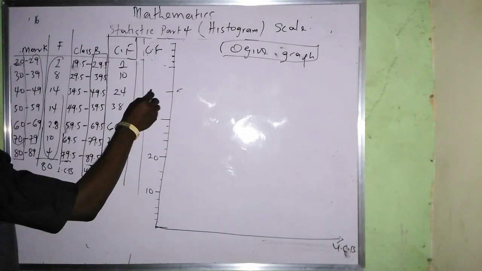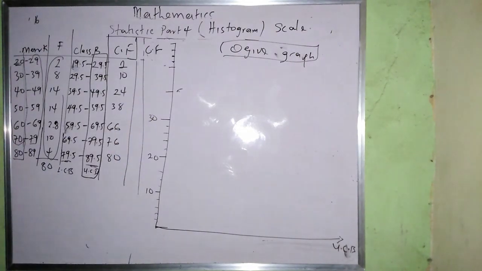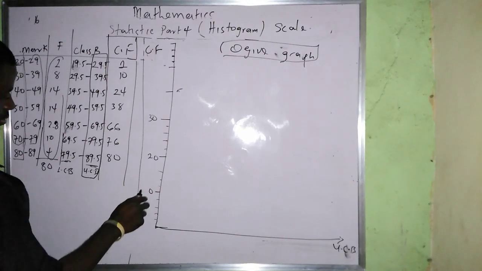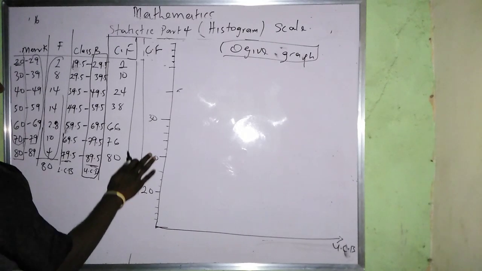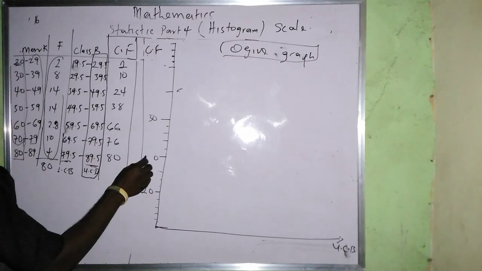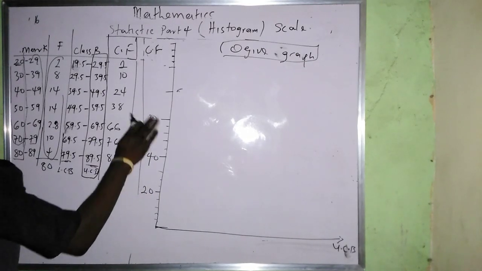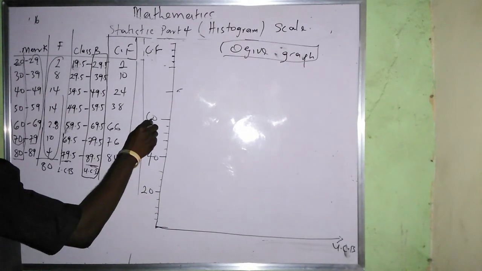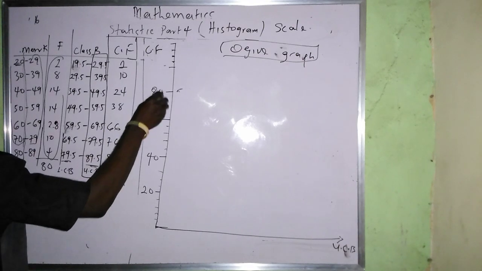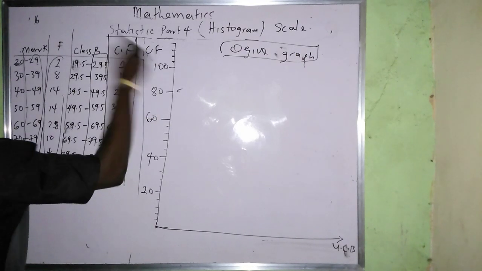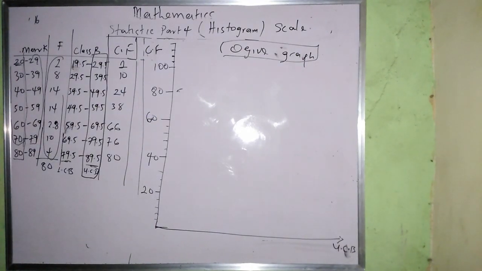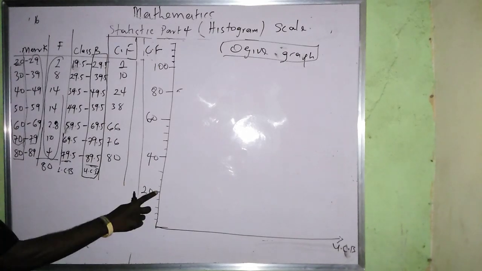I'm adding two, which is not even enough for me. If I make it 20, I'll be having 30, 40, I'll be having 60. I'll be having 80. And I'll be having 100. I think it's okay like this. It means from here to here is 20.